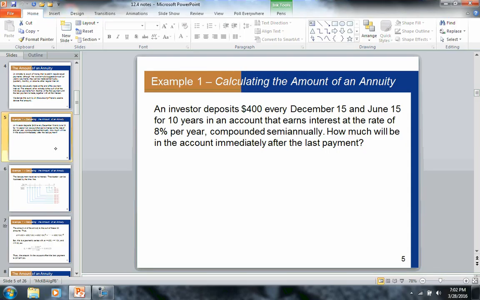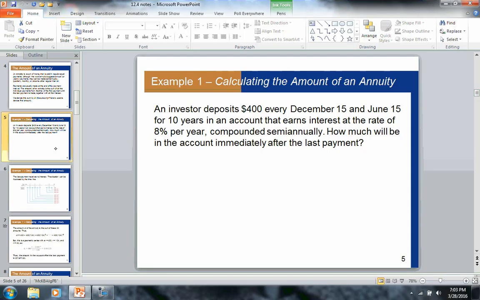But here an investor is depositing $400 every December 15th and June 15th. So that's 2 times a year for 10 years. So already that tells us that we've got 20 of these payments that we're making. And he's depositing it into an account that earns interest at a rate of 8% per year.